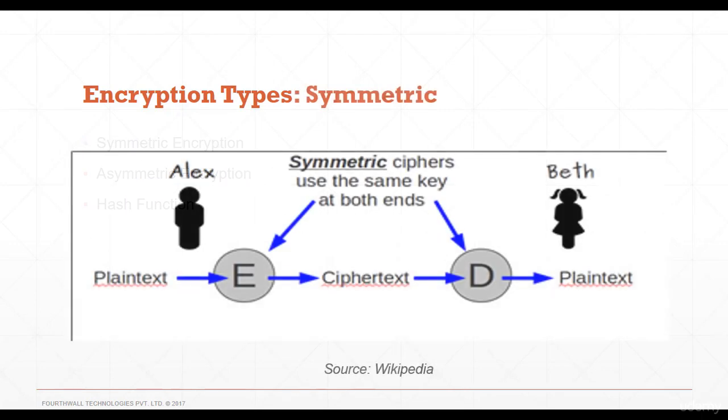So let's look into the symmetric encryption. In this type of encryption, the sender and the receiver would have the same key for encryption and decryption. As we can see in the diagram, the plain text gets encrypted using a symmetric key, and then the ciphertext, once it's formed, could be again decrypted using the same cipher key.